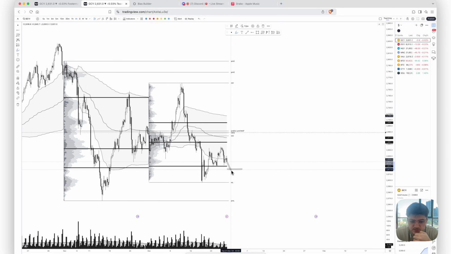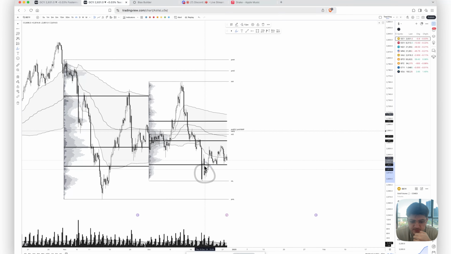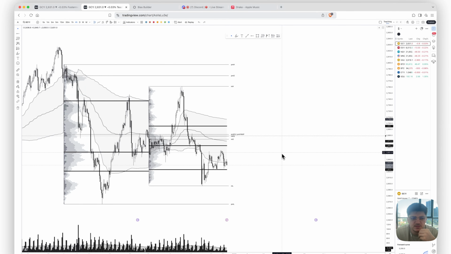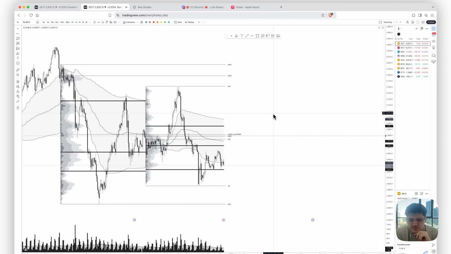Like I say, we come down here, sweep these lows, maybe hit this area right here, over the next couple of days, and then start making our way up, right? I feel like that's definitely a possibility. But yeah, I feel like that's not too bad, right?